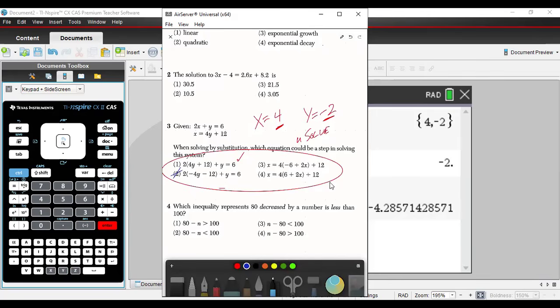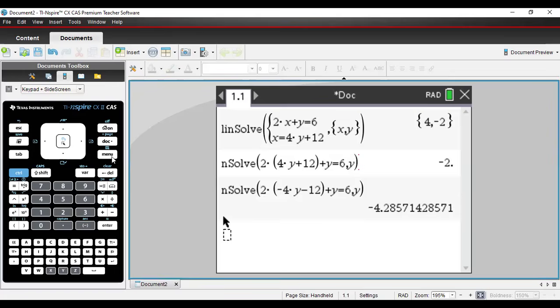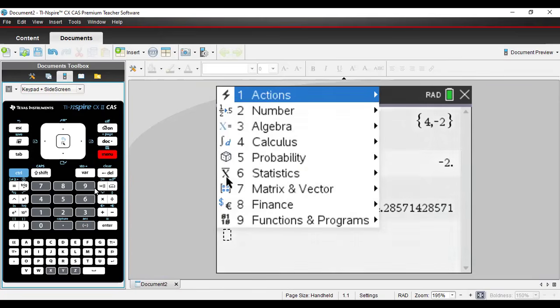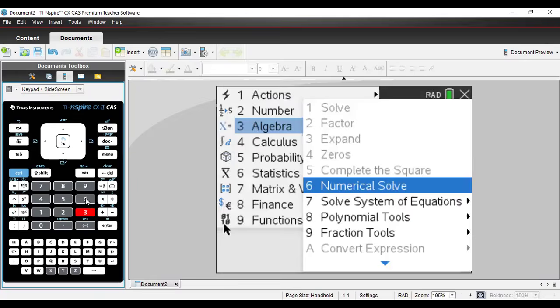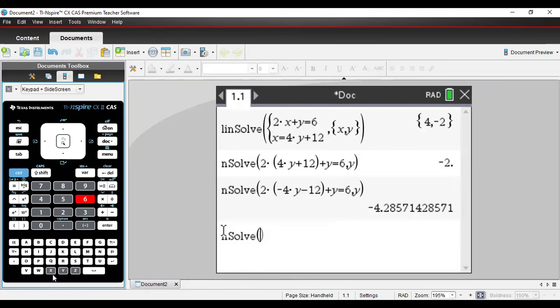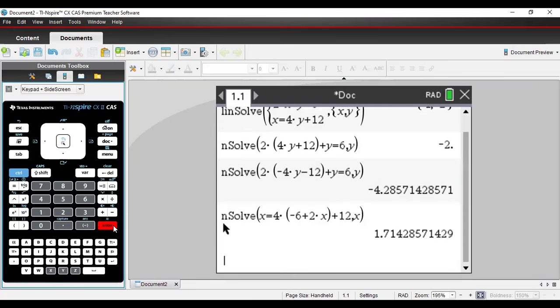All right, so now let me do the other one. Okay, so I'm going to come here and do menu 36 again. Whoops, let me try it again. Menu 36. Well, I'm not in the right spot. Menu 36. And now I just type in x equals 4 parentheses -6 plus 2x, close the parentheses, plus 12. And then I'm solving for x, so comma x. And then what does it say? It says x is equal to 1.7. That is not an answer.